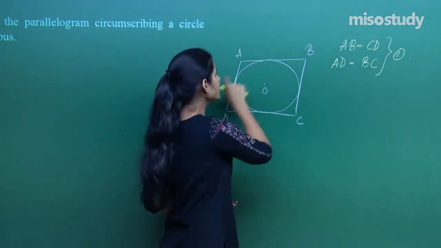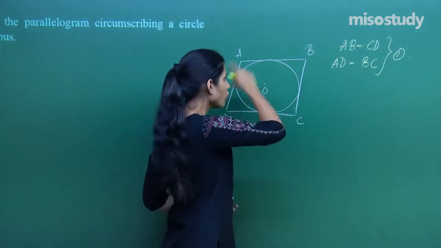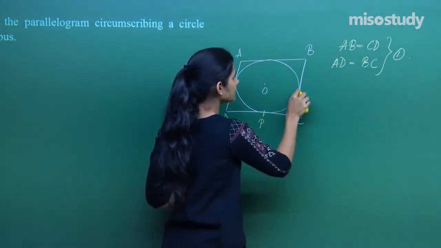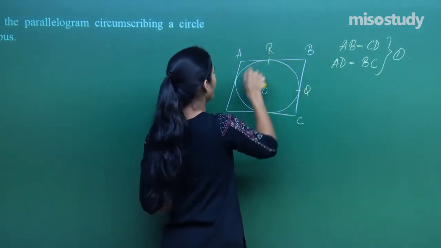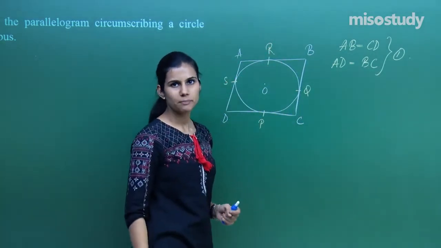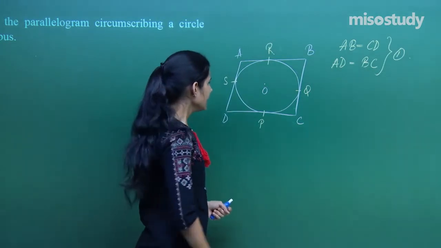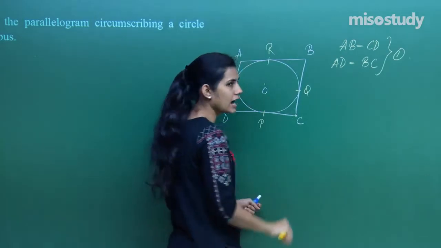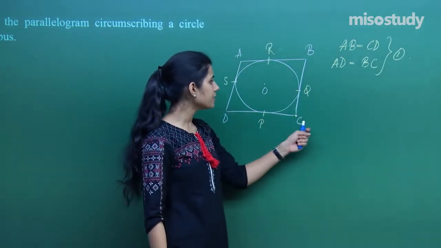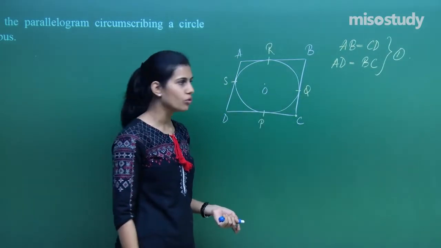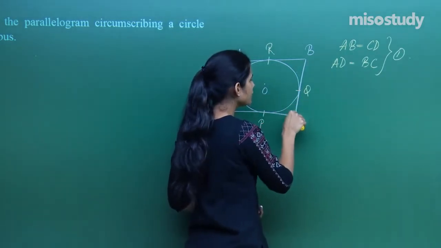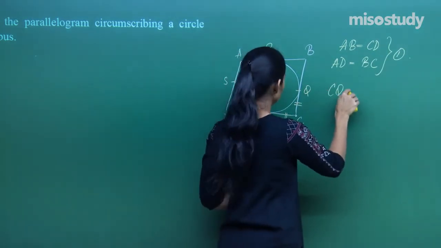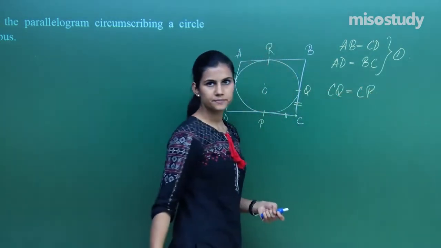A parallelogram in which all four sides have the same measure is a rhombus. So I need to show that all four sides have the same measure. Till now I know that opposite sides have the same measure. How will I do that? Now see, let me mark these points as P, Q, R and S where the circle is touching the parallelogram. If you focus upon point C, you can see that CQ and CP are two tangents drawn from an external point C to this circle centered at O, and therefore the length of the tangents drawn from an external point to a circle are equal in length, and so CQ is the same as CP.